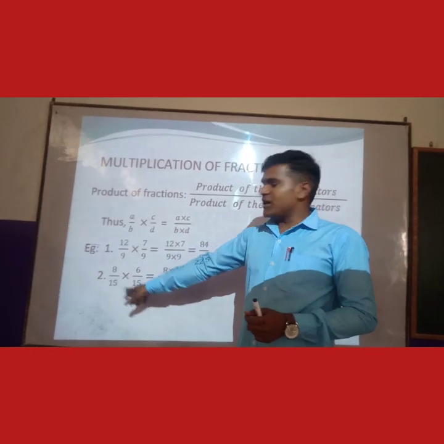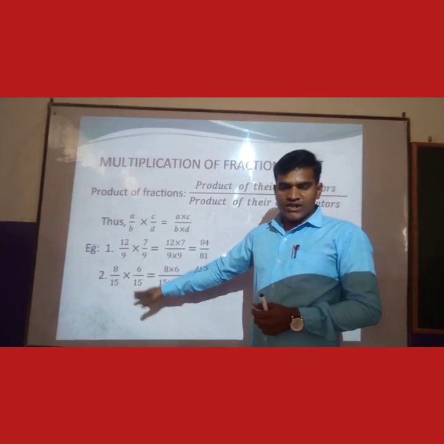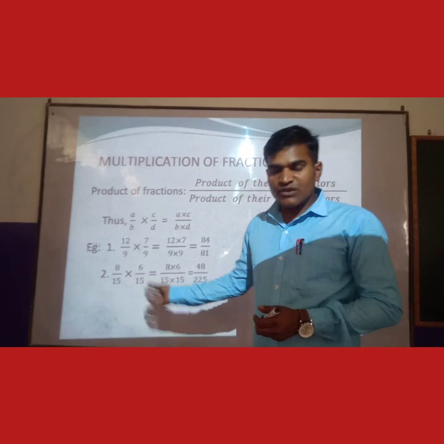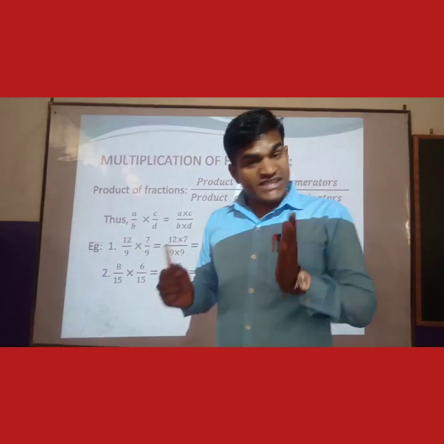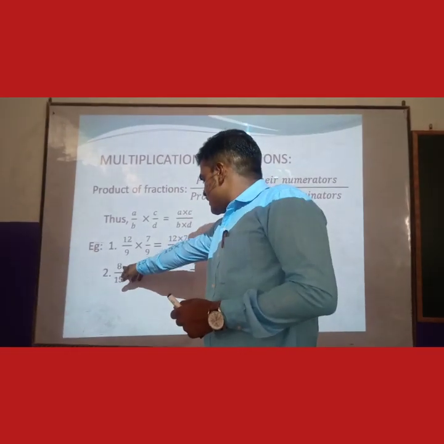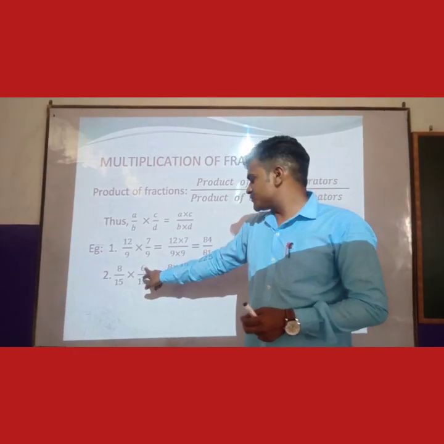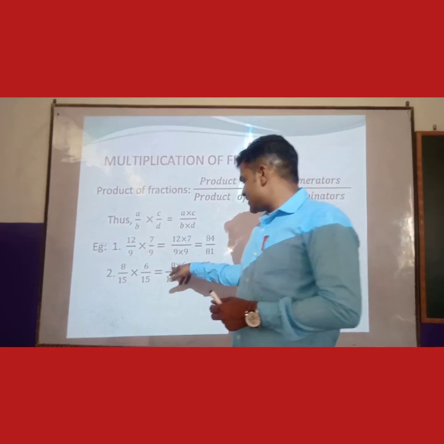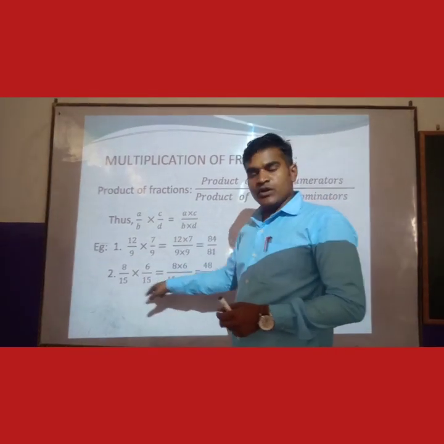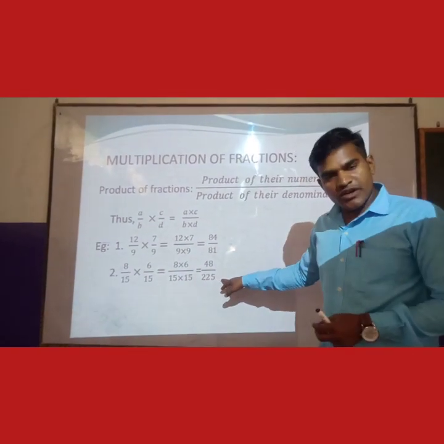Like that, 8 upon 15 and 6 upon 15. These two fractions are given, and we have to find their product. 8 is the numerator of the first fraction and 6 is the numerator of the second fraction. So 8 into 6 is 48, and 15 into 15 is 225.